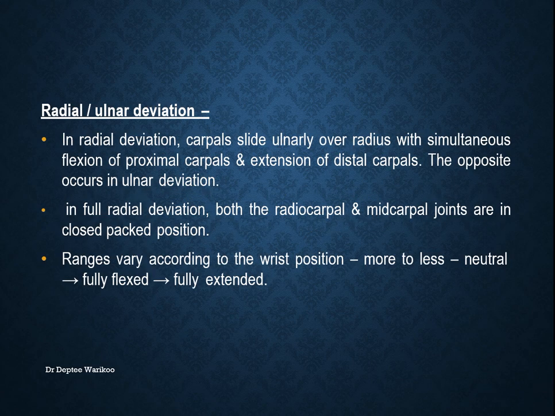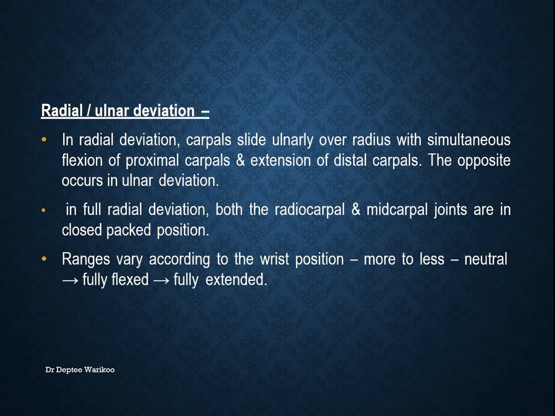The next movement is the radial and ulnar deviation. Radial and ulnar deviation of the wrist seems to be an even more complex but perhaps less varied motion than flexion extension. The carpals slide ulnarly over the radius with simultaneous flexion of the proximal carpals and extension of the distal carpals. And this occurs in radial deviation. Exactly the opposite occurs in ulnar deviation.